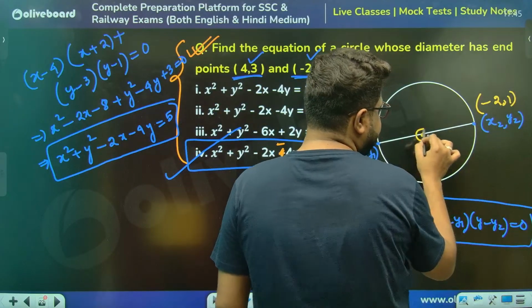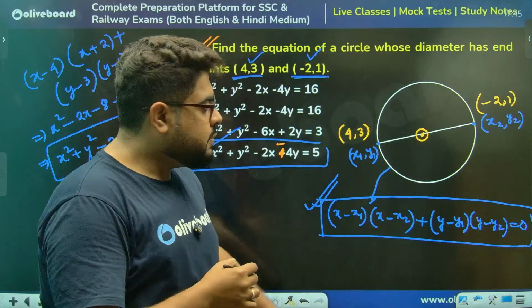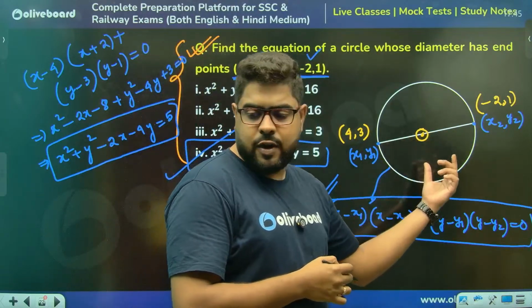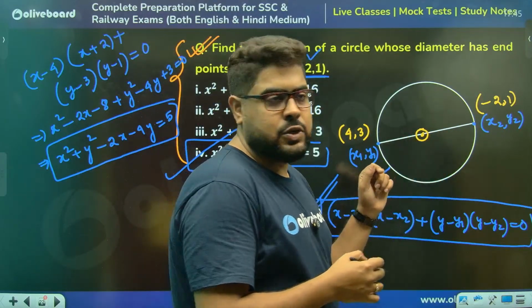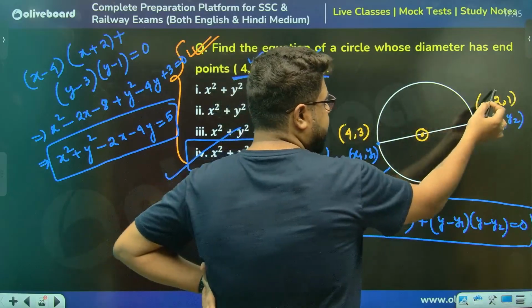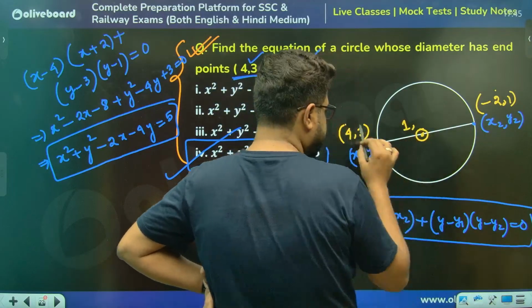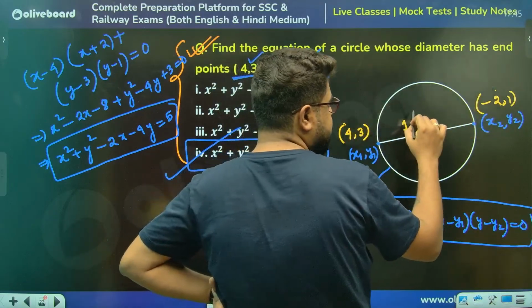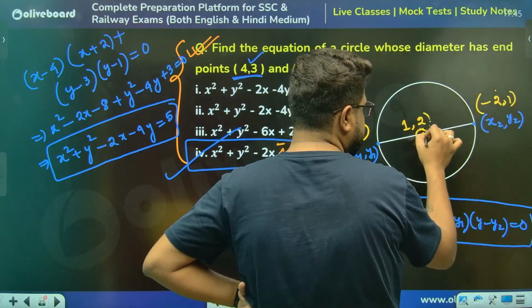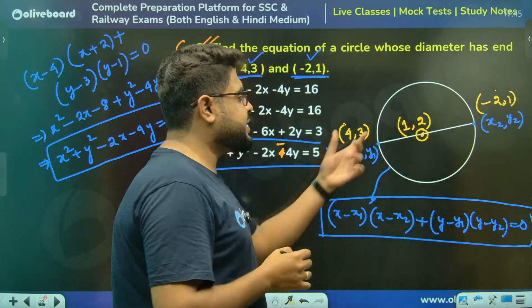So the center is very simple to figure out. Why? By using the midpoint section formula, this will be the center. So average of 4 and minus 2, by 2, that is 1. And 3 plus 1 by 2, so this is 2, sir. Right? So you know the center.